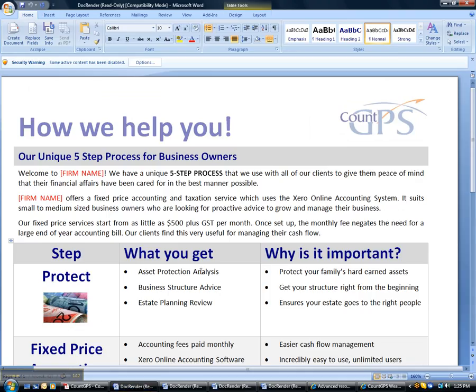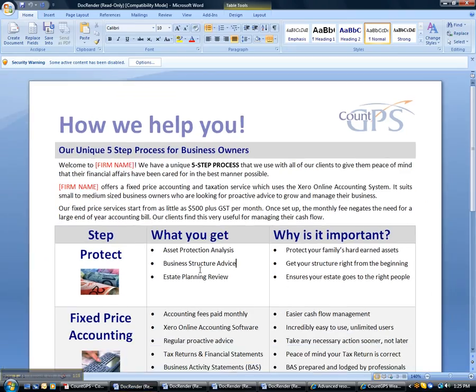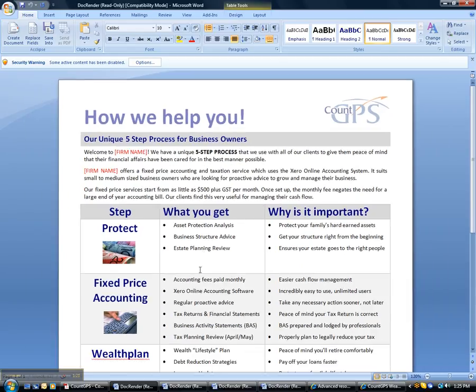So let's have a brief look at some of the key marketing tools that are available on GPS that we have proven over our 20 years of experience in the accounting industry.